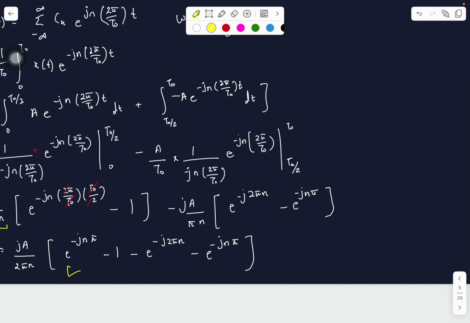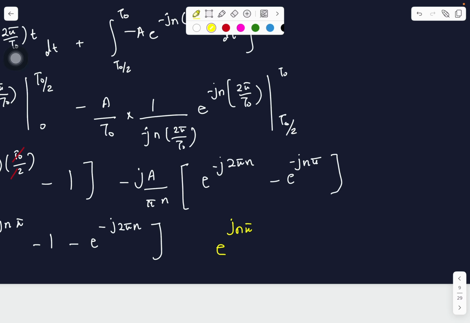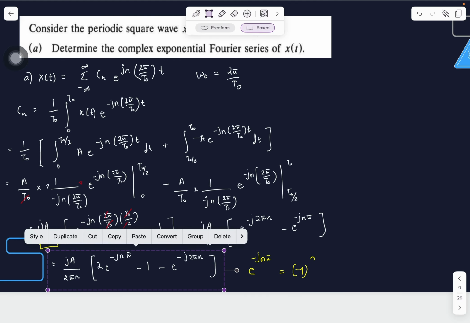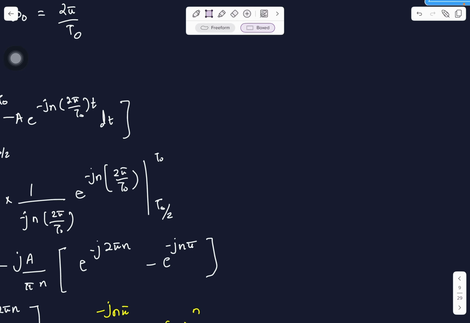And then we can add these two terms. So we put it here. Then we can use the identity that exponent j n pi is equal to minus 1 to the power of n. So let's work on this side.